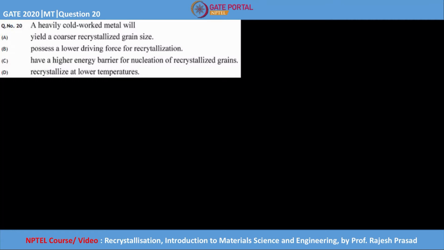The question says a heavily cold worked metal will, and we have four options: yield a coarser recrystallized grain size, possess a lower driving force for recrystallization, have a higher energy barrier for nucleation of recrystallized grains, and recrystallize at lower temperature. So first of all, let us try to understand what recrystallization is and how the different options are affecting the recrystallization. They are asking about heavily cold worked metal and recrystallization, and trying to relate them.